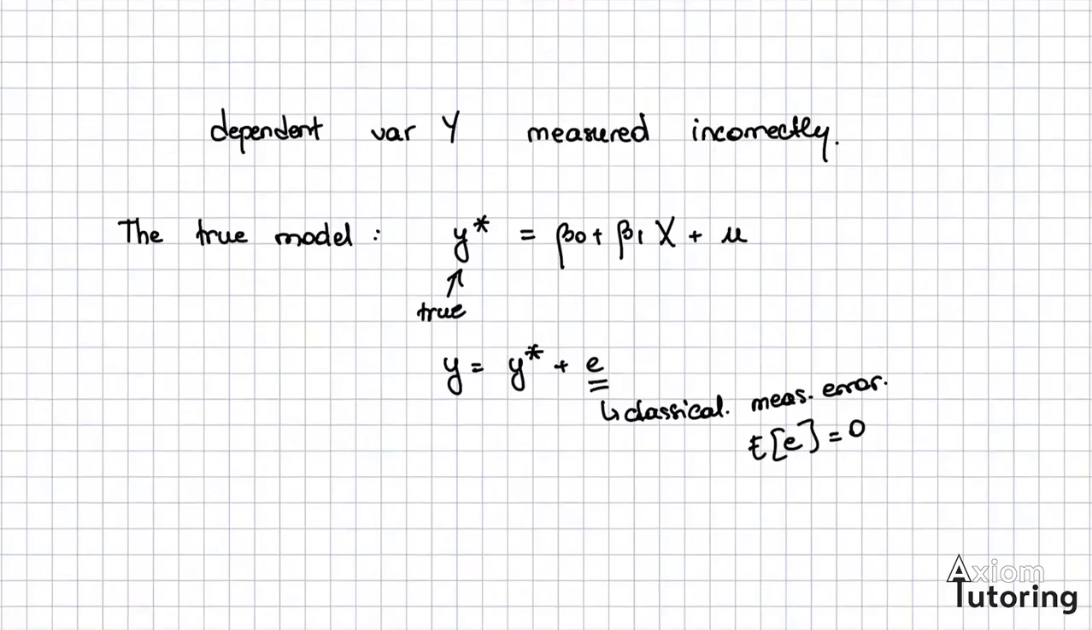Concrete example, let's say someone earning 50,000 reports 48, someone who earns 30 reports 31, and someone earning 40 reports 41.5. The errors would be random. Some people report too little, some people report too much. There's no systematic direction. So that is classical measurement error in y.